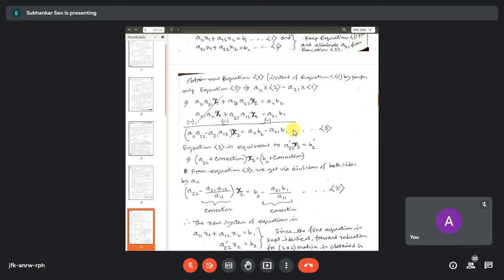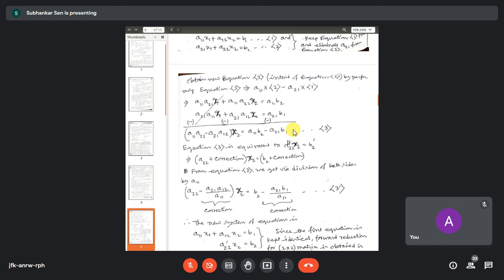So now this equation 3, we can read it as a22 dash x2 equals b2 dash, where all these terms are known terms. You can easily calculate x2, and by putting the value of x2 here, you can find out x1. So for two equations, it is easy to explain, okay? Now a22 dash x2, the meaning is like that.